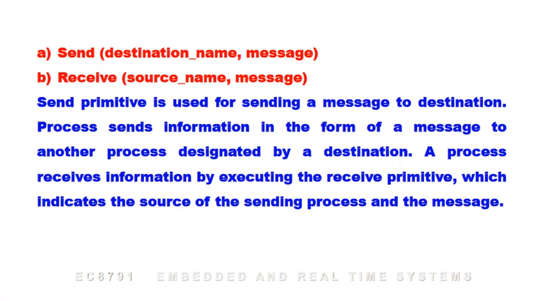First one, send: destination name and message. Receive: source name and message. Send primitive is used for sending a message to destination. Process sends information in the form of a message to another process designated by a destination. A process receives information by executing the receive primitive, which indicates the source of the sending process and the message.